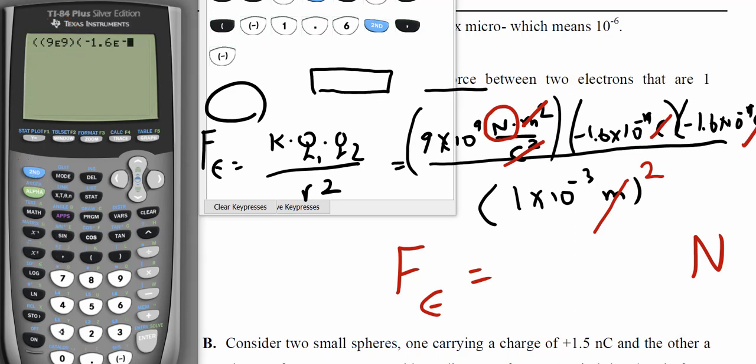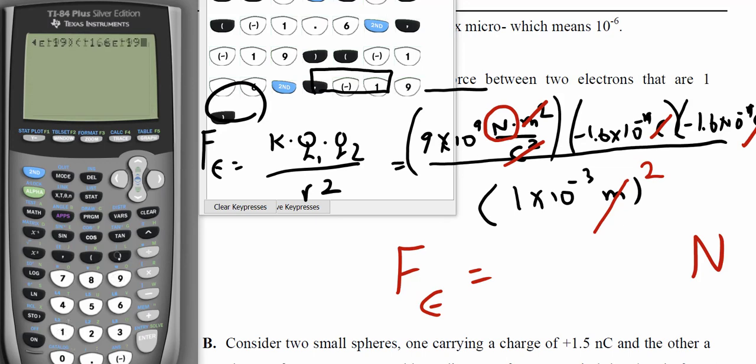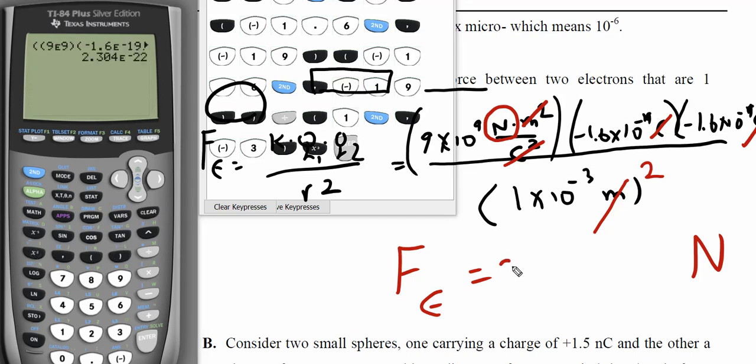I'm going to do negative 19. Negative 1.6 times 10 to the negative 19. Close parenthesis for the numerator. Start the denominator. It's going to be 1 E to the negative 3. And that's going to be squared. And for that we get 2.304 times 10 to the negative 22 newtons. So your calculator will have an E or some funny letter like that, or a negative 22. Remember, that means 10 to the negative 22 power. Okay, this is a very tiny force.